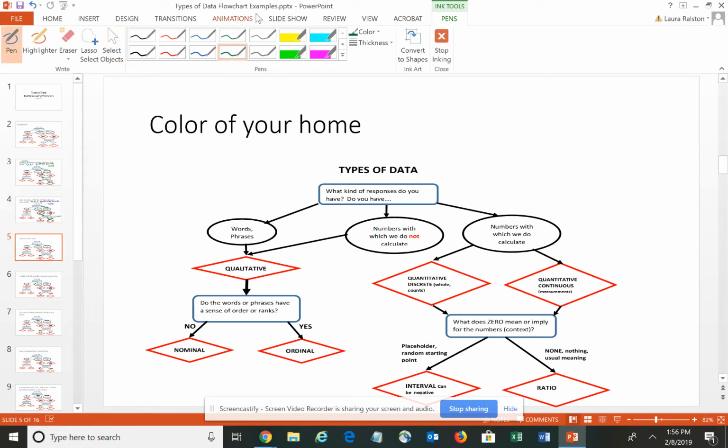You're going to say things like maybe red, yellow, blue, white. Okay, again, you're giving me words. You're not giving me numbers. So we get words or phrases, which then tells us that it is qualitative.